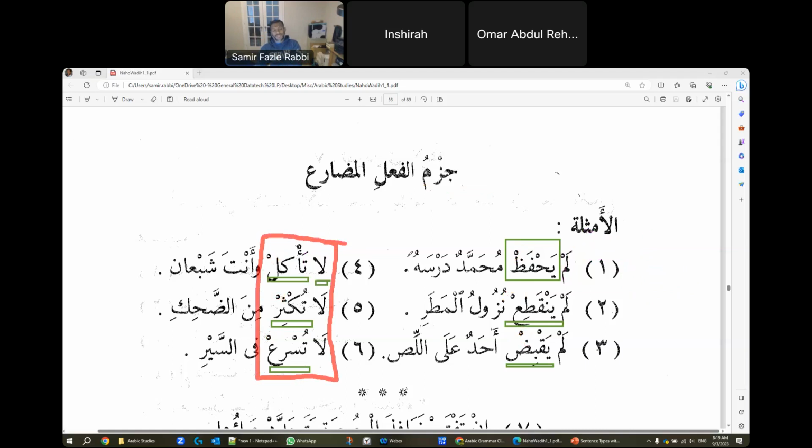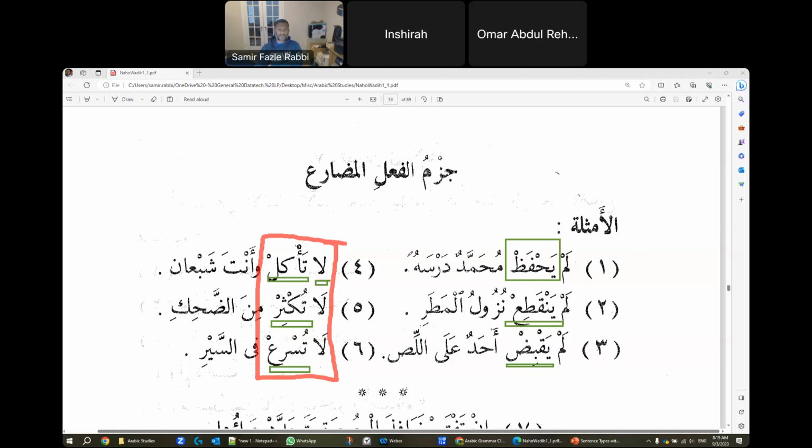What's happening here is the meaning is don't eat, don't be excessive, or don't speed. What we have learned in the past with fi'l amr, which is a command tense, would be like kul, or kathir, or ikthir, or isra'. But here, this is the negative form of it.